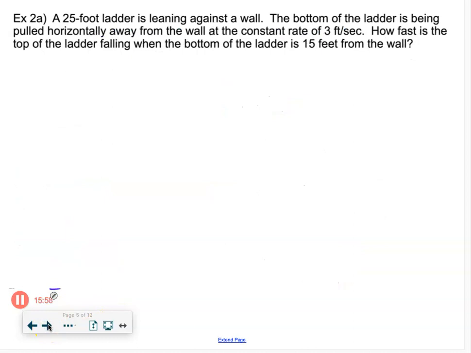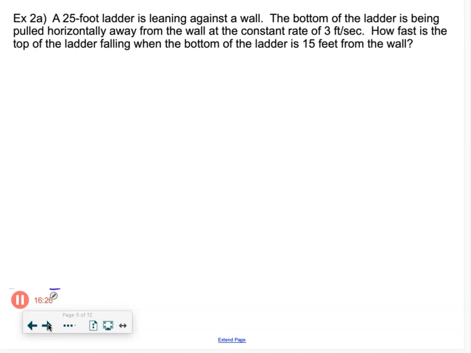Now, the next problem is a very famous problem. This problem has been handed to students for centuries. For centuries, ladders have been leaning against walls and getting pulled away from the wall. I did it when I was in high school. I'm sure students who took calculus 100 years ago did it when they were in school. It's the famous ladder against a wall problem.